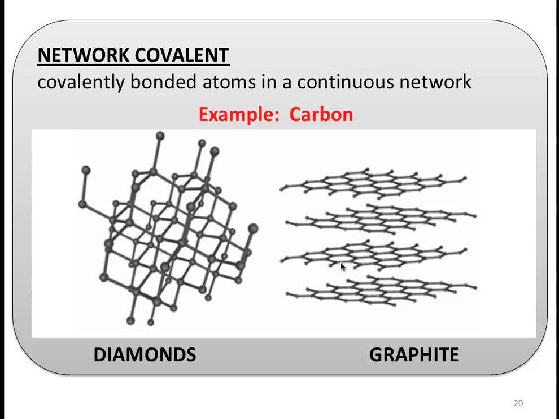But if I go one sheet to the next sheet, it's just going to be London dispersion. That's what allows you to write with pencil lead, which is called graphite, not actually lead. You're leaving sheets of graphite on your paper. Very easy to break. But the individual sheet itself, you're not breaking that one. Every carbon is trigonal planarly bonded to 3 other carbons. So everything is connected. Questions on network covalent?